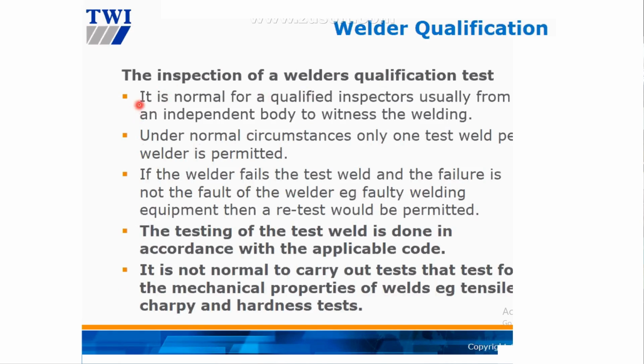All right, what we're going to do during conducting the WQT, it says here, it is normal for a qualified inspector, usually from an independent body, to witness the welding under normal circumstances. Only one test per welder is permitted. If the welder failed the test and the failure is not the fault of the welder, for example, faulty welding equipment, then a retest will be permitted, right? If the problem is from the welder, we do not allow him to do a retest. Just ask him to come maybe tomorrow or another day when there is still a test, yeah?